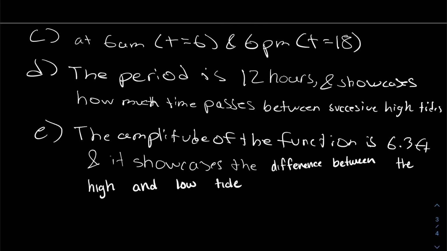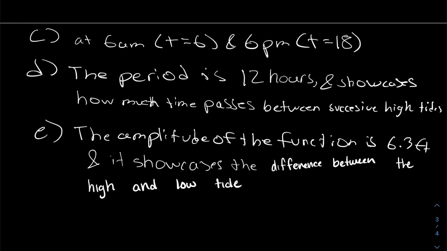The next question asks us to identify the hours in t after midnight that the tides are at the lowest. So what you do is follow the x-axis and see when the function hits negative 1.4. And in this situation, the time is 6 hours after midnight and then 18 hours after midnight, which is also at 6 a.m. and at 6 p.m.